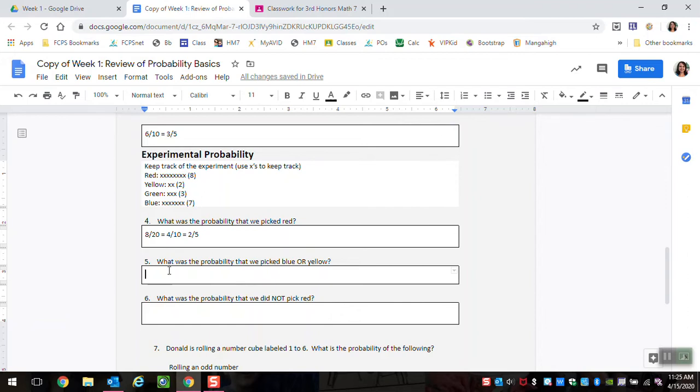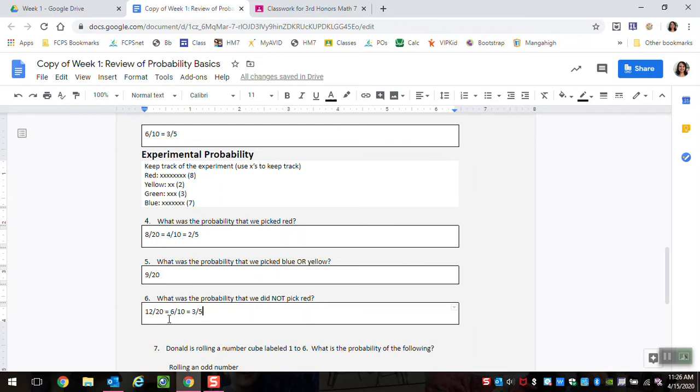Okay, what is the probability that we picked blue or yellow? So let's see, we had 7 blues plus 2 yellows, so that's 9. So that's 9 out of 20, which I can't simplify. What's the probability that we did not pick red? All right, so let's see. 7 plus 3 is 10, plus 2 more is 12. So 12 out of 20, which is 6 out of 10, which is 3 out of 5.